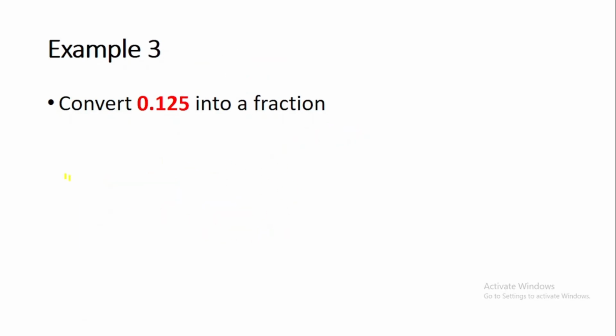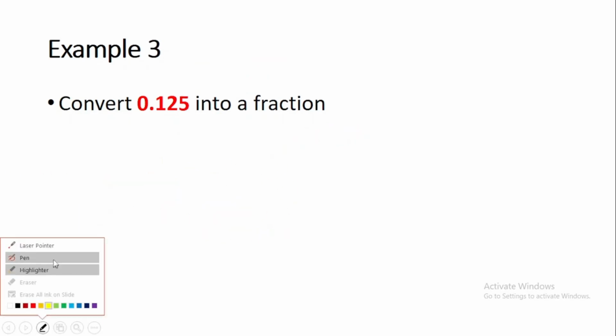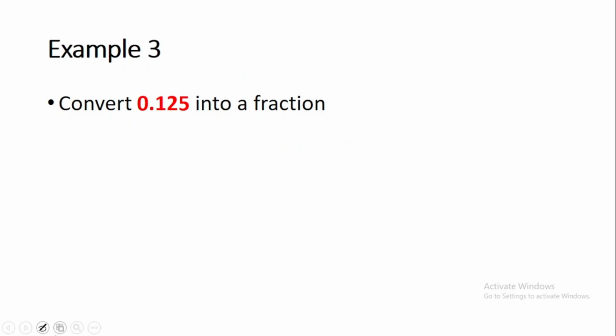Alright, moving on to question 3. So we have another decimal number, and this decimal number right here is 0.125. So 0.125, this obviously is going to have 3 decimal places.